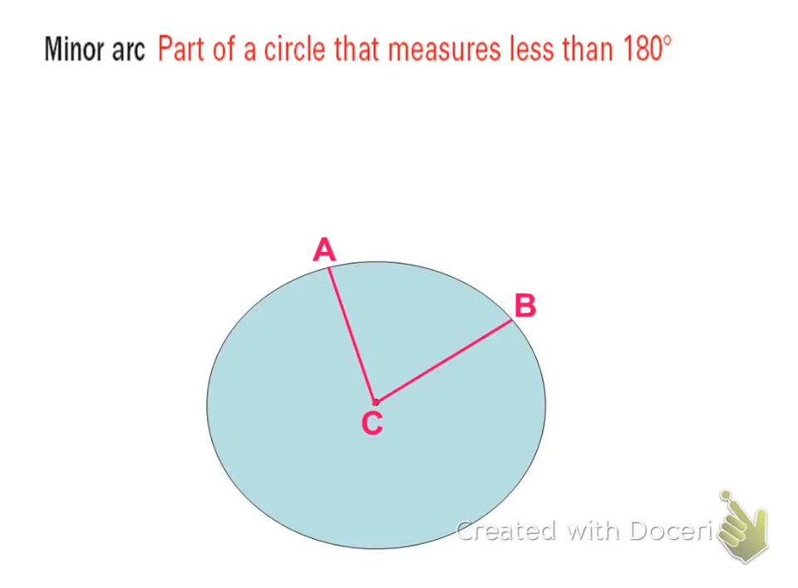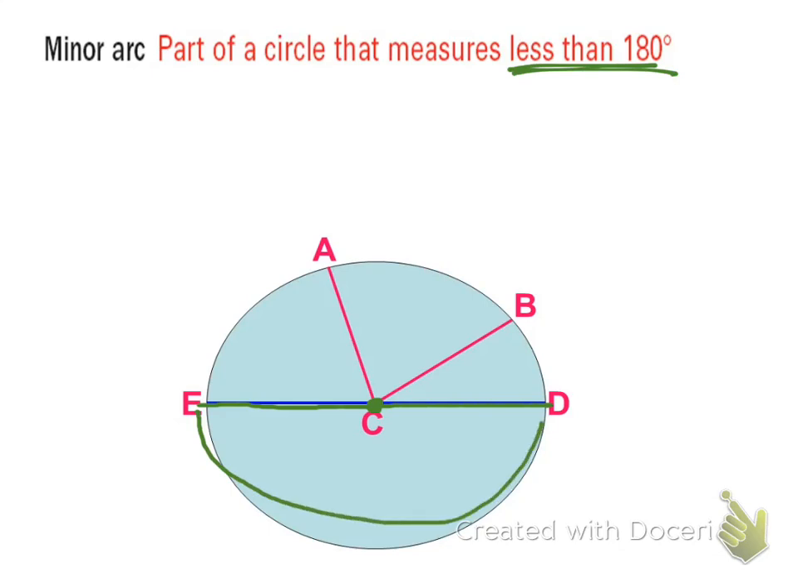A minor arc. A minor arc, remember, is a part of a circle that measures less than 180 degrees. A diameter, remember, passes through the center of a circle, cuts the circle exactly in half. All the way around the circle, remember, is 360 degrees. Halfway around a circle is 180 degrees. A minor arc, then, would be less than half of a circle. There are several minor arcs in this diagram.